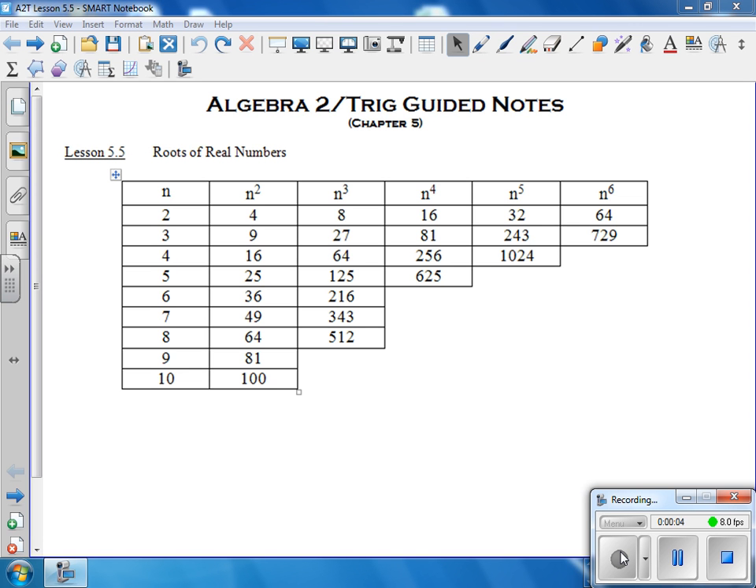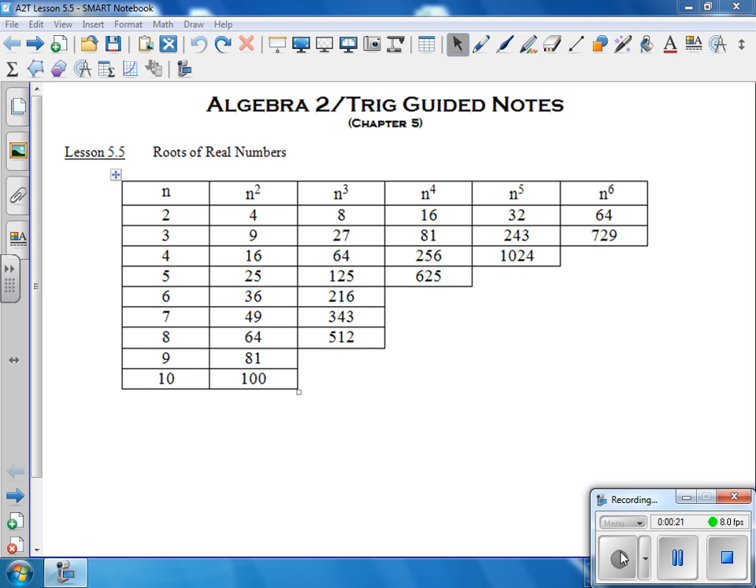Lesson 5.5, roots of real numbers. We're going to look at simplifying radicals in this lesson, finding roots, and then also some more complex roots. But basically it deals with radicals.